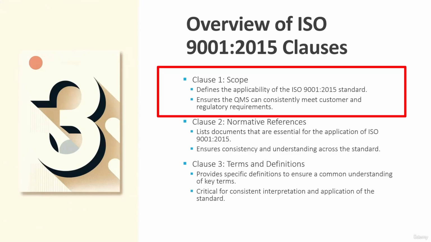What is covered in this clause? This clause basically tells that ISO 9001 helps the organization in meeting the customer demands and the legal or the statutory and regulatory requirements. That is it. There is no requirement here which you need to implement as an organization. So that is clause number 1.